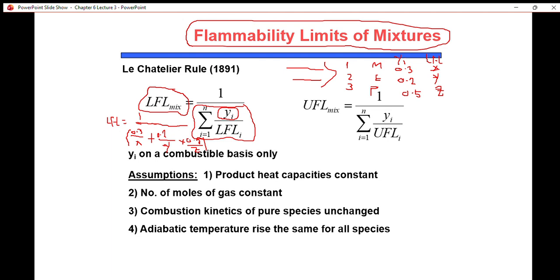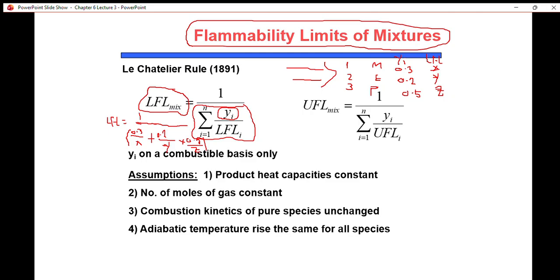The same rule applies when I calculate the upper flammability limit, where I use the mole fraction for that specific component in the gaseous phase, and I know the upper flammability limit for this specific compound. But there is one thing that I need to keep in mind, which is this point.